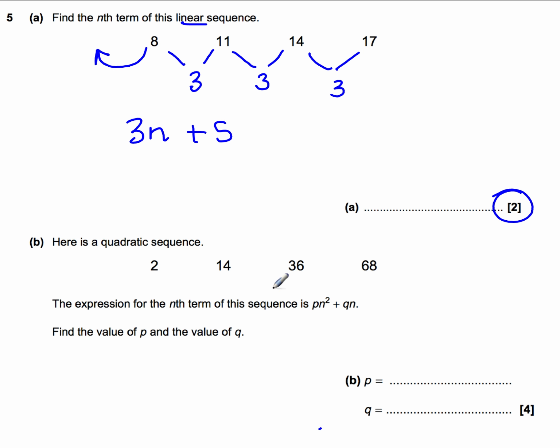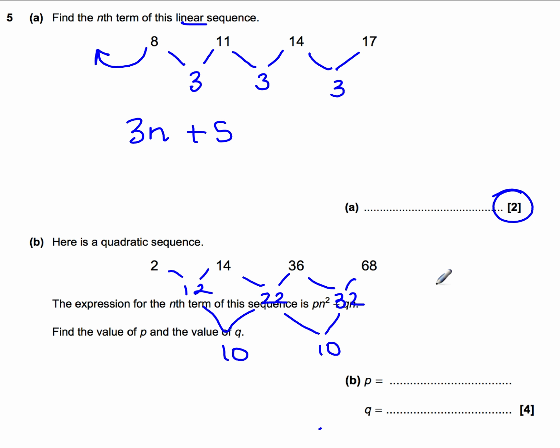So a harder question is, here's a quadratic sequence. For a quadratic, it would imply that there is a second difference. So let's just take a look at these numbers. First of all, let's calculate the difference between 2 and 14. That is 12. The next one is 22. The next one is 32. So we've got 12, 22, 32. If I go for my second difference, it is 10, and my second difference is 10.